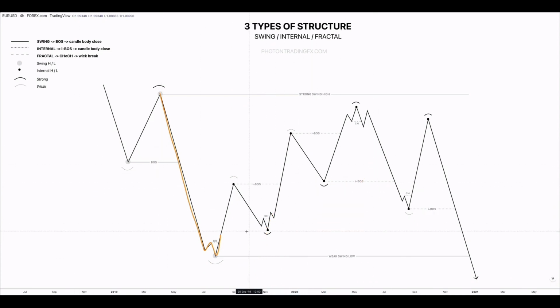But this will become clear as we go through more examples, so don't worry if it's a little bit too confusing at this point. So I know I'm being pedantic here, but I have to go over this loads of times just so it really sinks in. So change of character signals the start of a potential internal pullback, okay?